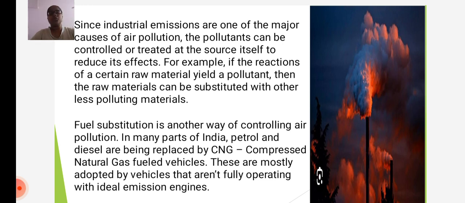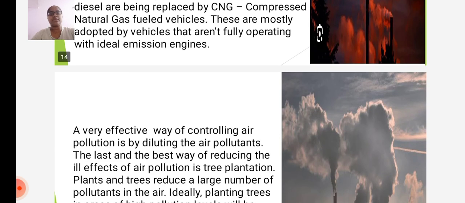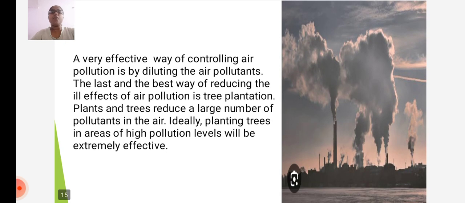Fuel substitution is another way of controlling air pollution. In many parts of India, petrol and diesel are being replaced by CNG, compressed natural gas, in vehicles. These are mostly adopted by vehicles that aren't fully operating with idle emission energies. A very effective way of controlling air pollution is by diluting the air pollutants.